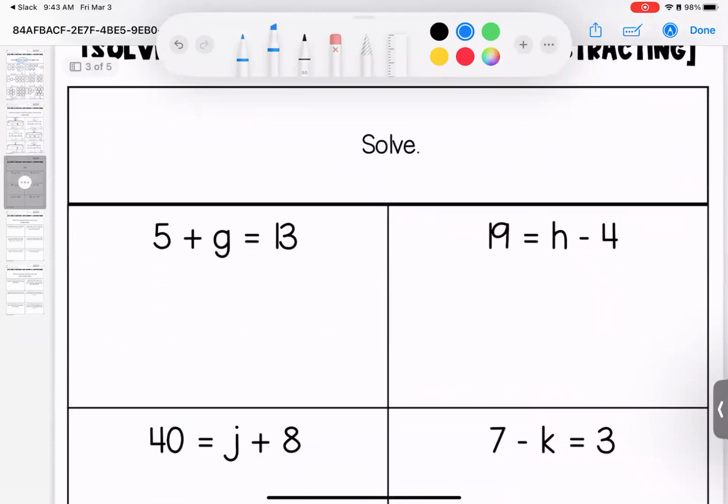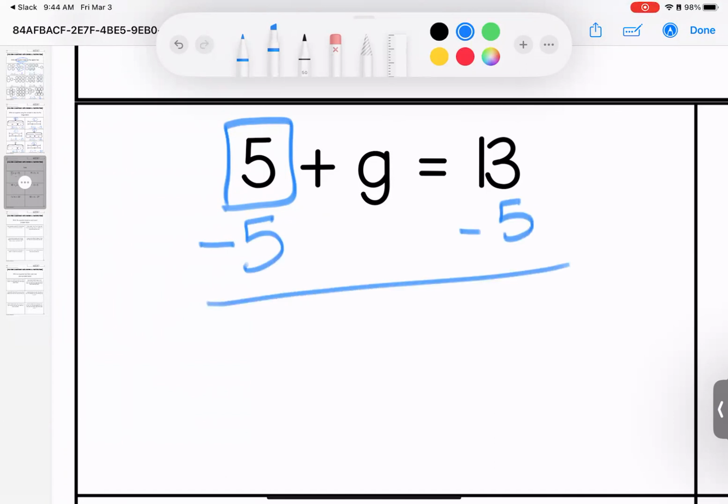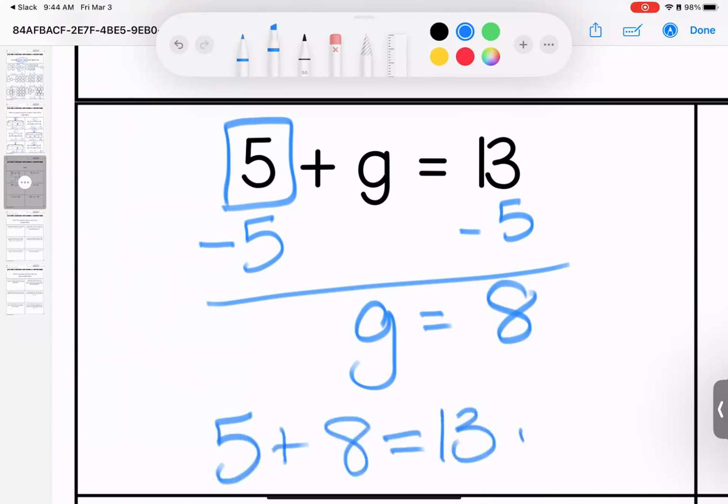All right, Nuggets, time to solve. Remember, to solve, we need to get the variable by itself using our inverse. So I have 5. It's in the front. The lack of a negative tells me it's positive. So if I want to move it to the other side to keep it balanced, I'm going to subtract it, because when I subtract it, it cancels out. 5 minus 5 is 0, leaving just the g on this side. 13 minus 5 is 8. I can check it. 5 plus 8 equals 13.